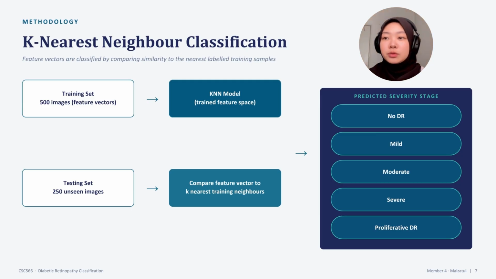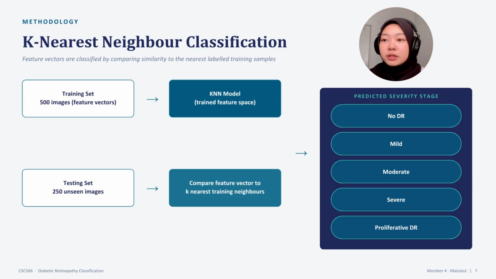In our project, we use the k-nearest neighbor or KNN algorithm. As shown on the slide, the model first uses 500 labeled training images, where each image is represented by its extracted features. Next, 250 unseen test images are used for classification.